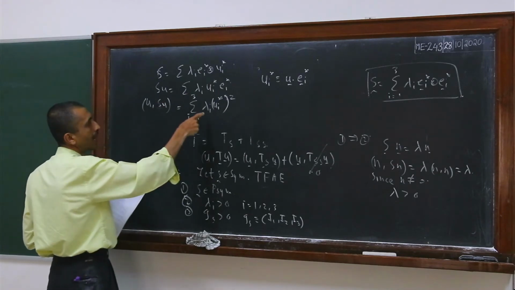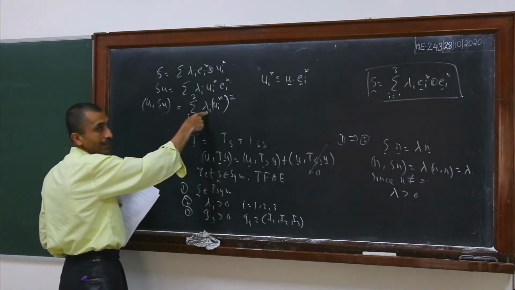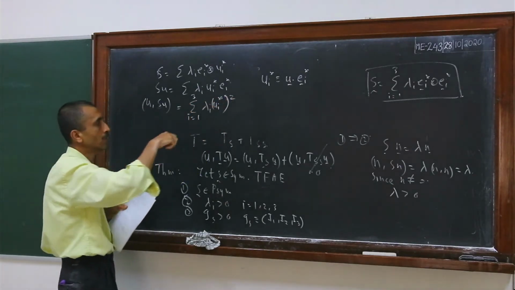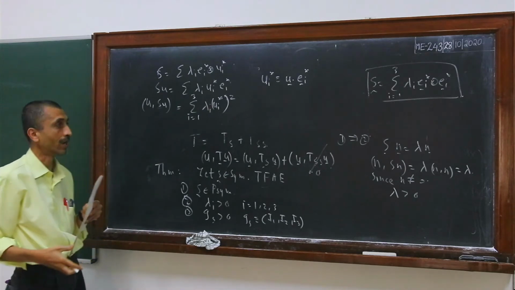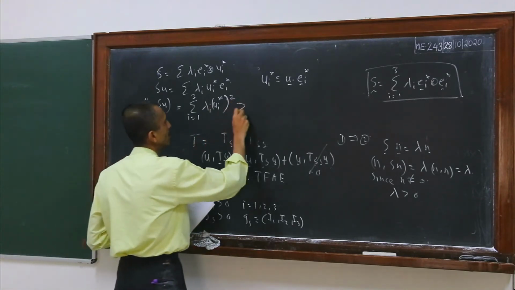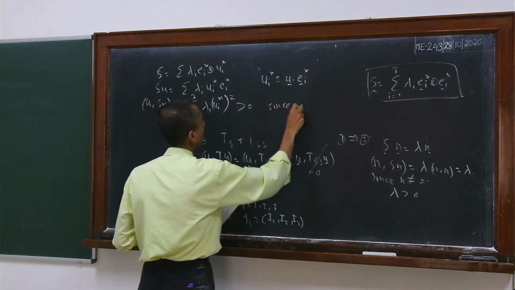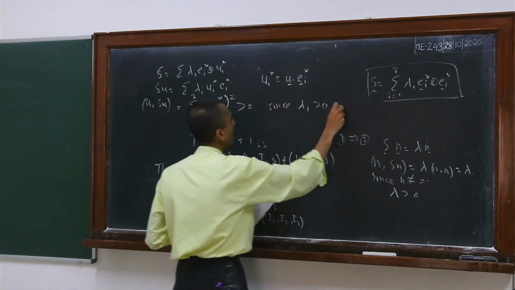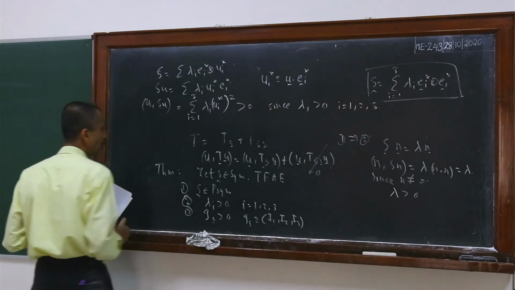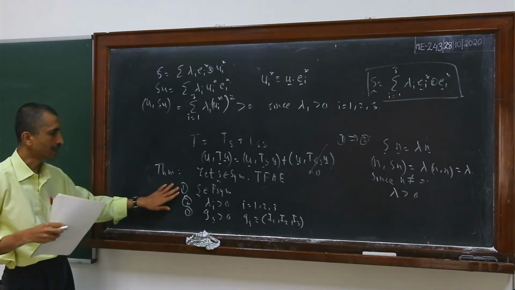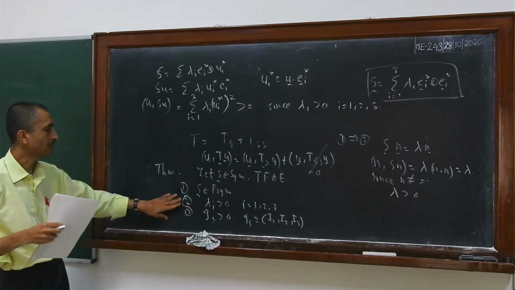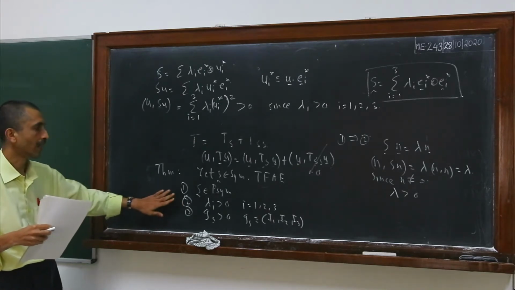If each lambda_i is greater than 0, and u_i star square is obviously greater than or equal to 0, it's a sum of positive quantities, hence u comma Su will be greater than 0, since lambda_i is greater than 0 for i equal to 1, 2 and 3. So what we have shown is that if S belongs to P sim, then all the eigenvalues are positive, and if all the eigenvalues are positive, then S belongs to P sim.